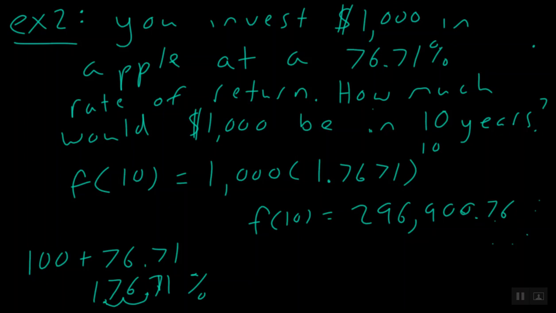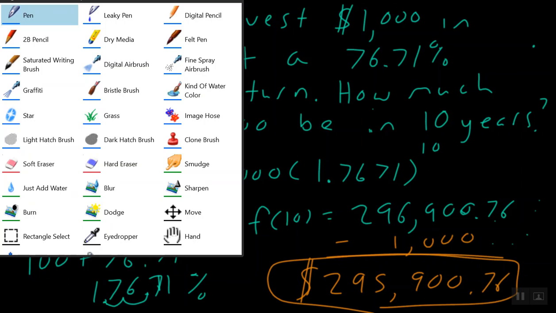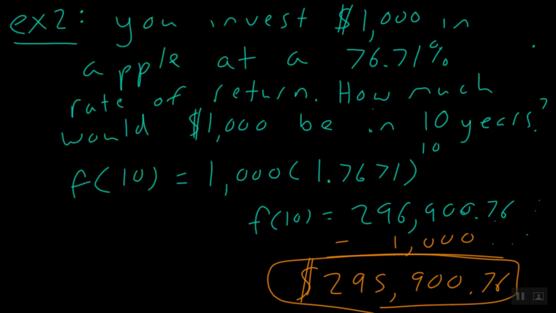Now, how are we going to determine how much money we made? Well, we subtract off our initial amount of $1,000, and it turns out that over the 10 years, you would have made $295,900.76. Okay, well, so that's cool. That's really, really cool. However, this is actually not realistic.